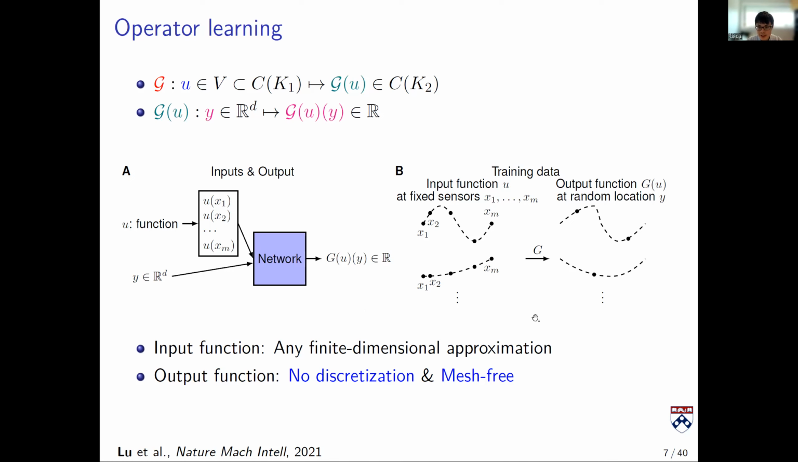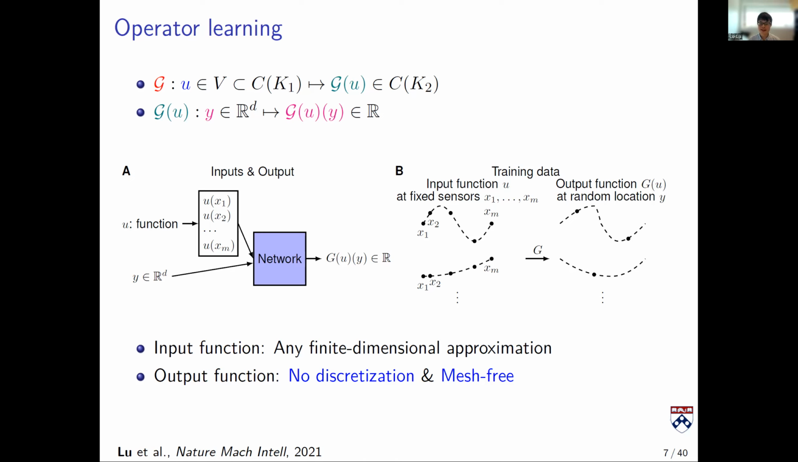on the right plot here, we consider a special data set, or imperfect data set, in the following setup. For the first function U, we only have the measurements of the output function G(U) at these two locations. Then for the second input function U, we only have the output function collected at this location. This could happen in a few cases.